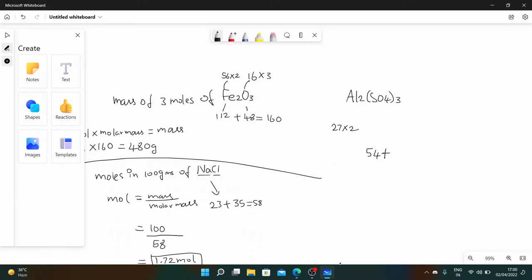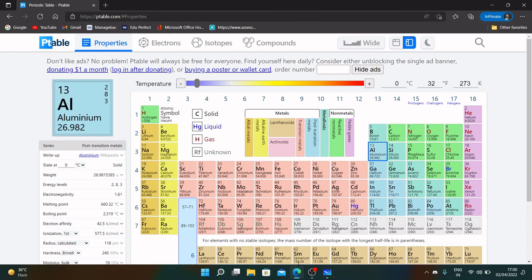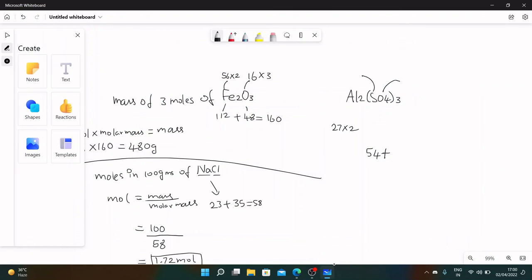Now, first we have to do what is in the brackets. 4 oxygen and 1 sulfur. Sulfur 32, oxygen 16. So 32. And then we have 16 into 4. That will give us 64. So 32 plus 64. And that is 96.